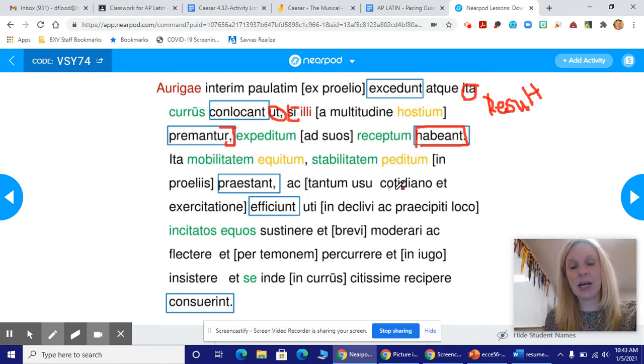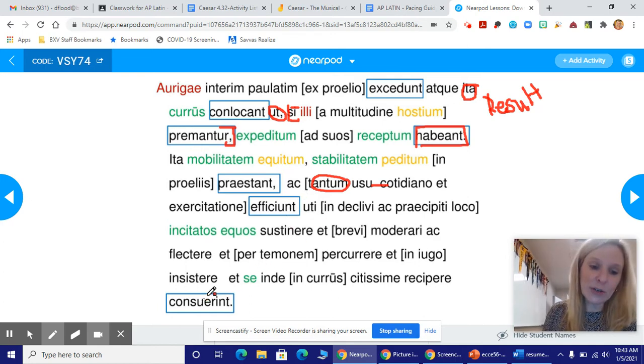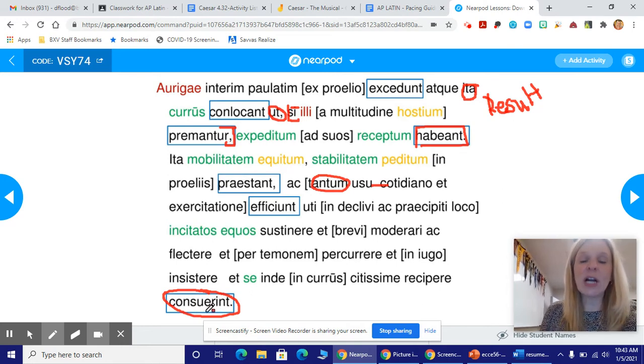by their daily practice, cotidiano usu, by their daily practice and by their daily exercise, they attain such expertise that they are so great that, another result clause, they attain such expertise that, and then you have to go down here to consuerint, which is our verb in the result clause, that they are accustomed to. After that, accustomed to, we have a bunch of infinitives, and that's what they're accustomed to do.